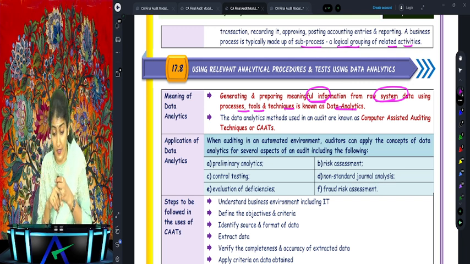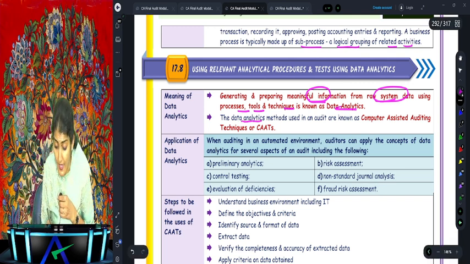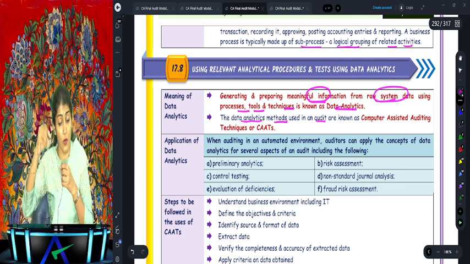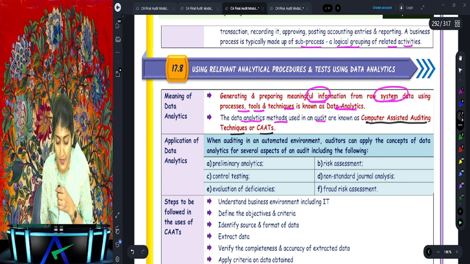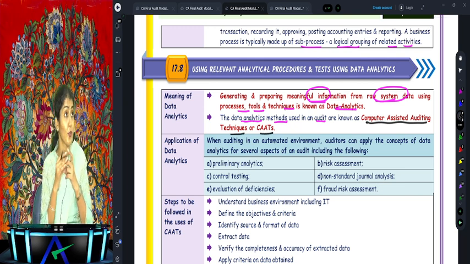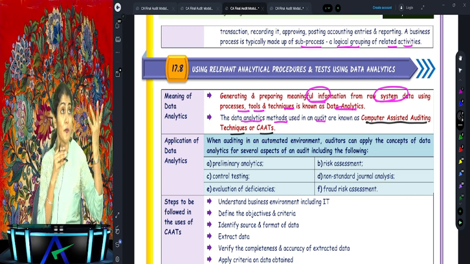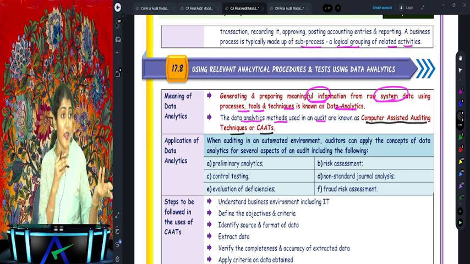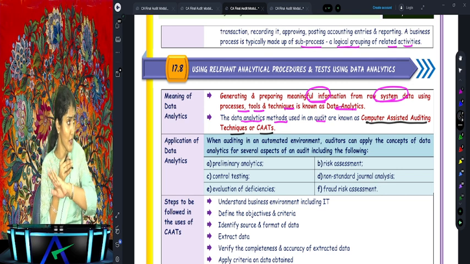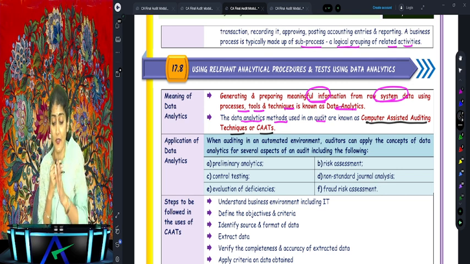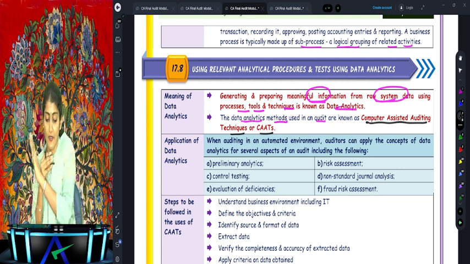And then what they say, oh my god, data analytics methods which are used in an audit are called as, same old thing, computer assisted audit techniques, or the CAATs. So first I thought, oh my god, earlier I used to teach about CAATs, and now they are talking about data analytics, but it is like, you know, old wine, new bottle. Only the name has changed over there. What is the name now? Data analytics. But this is nothing but the computer assisted audit techniques only.